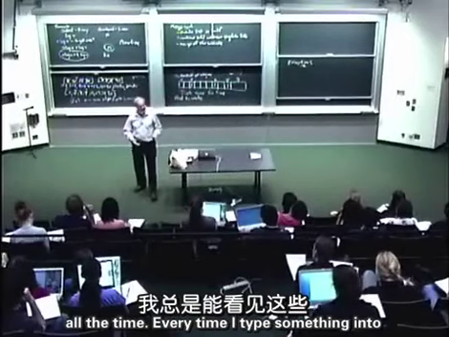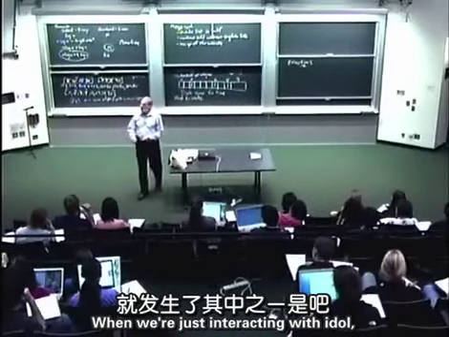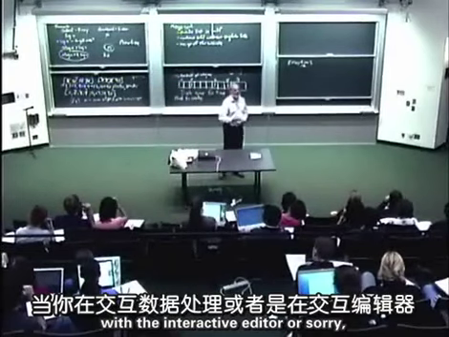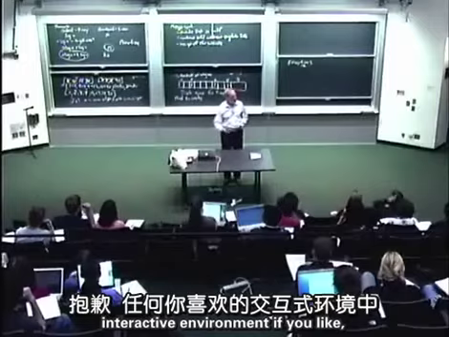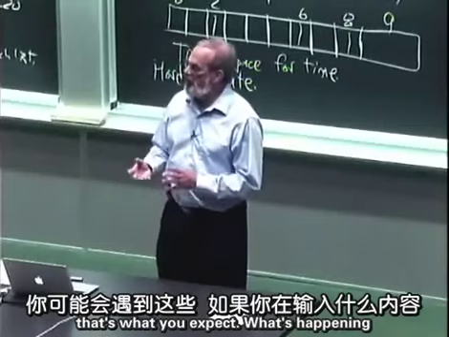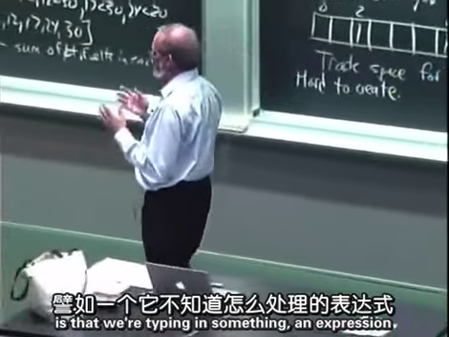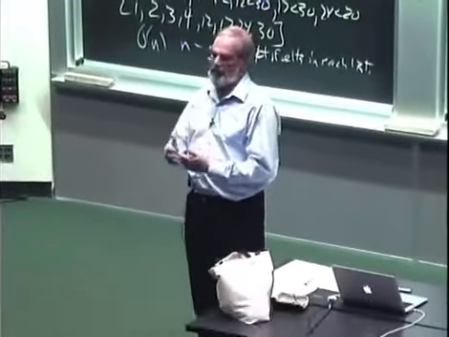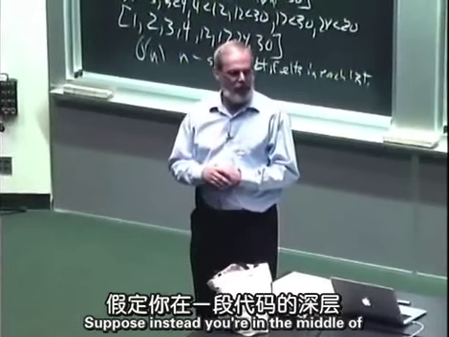Every time I type something into my program, it does one of these things, right? When we're just interacting with IDLE, with the interactive environment, if you like, that's what you expect. What's happening is that we're typing in something, an expression it doesn't know how to deal with. It's raising the exception, but it's just simply bubbling up to the top level saying, you've got a problem.